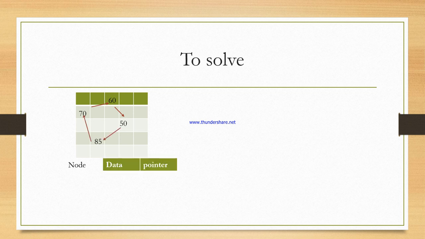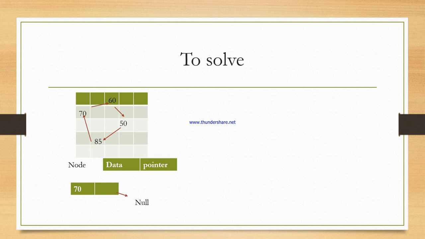So a linked list uses a node to store the value. Here the node has two parts. One is the data and the other is the pointer. So the data will be the value 70 and the pointer is used to store the address of the next element. So if I'm inserting only one value, then the data will be 70 and the pointer is assigned to null.